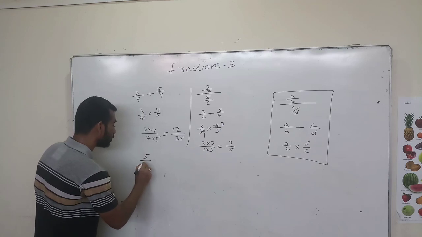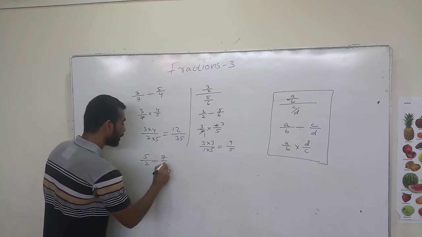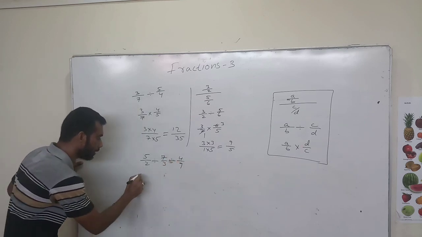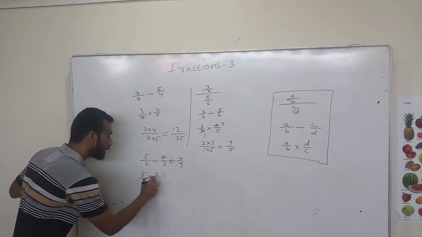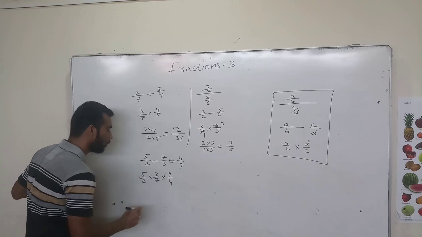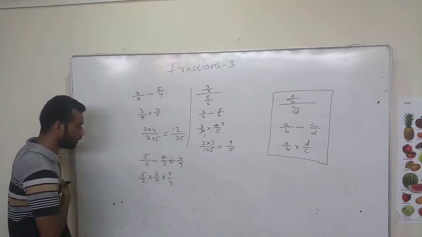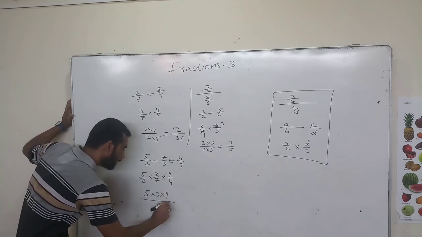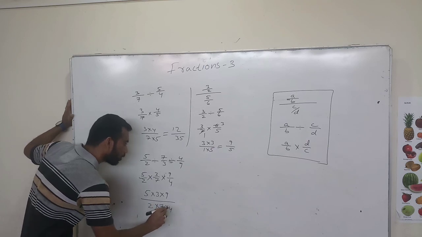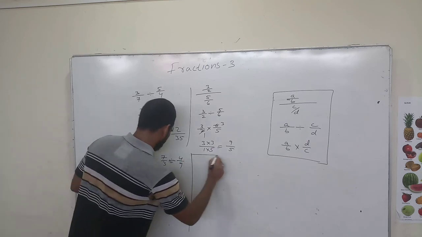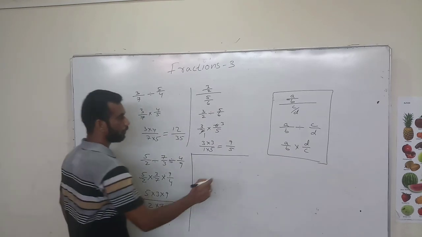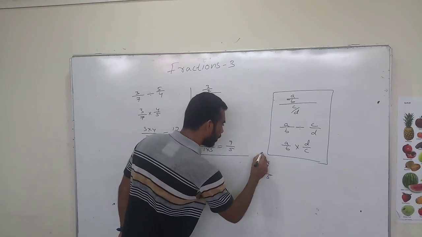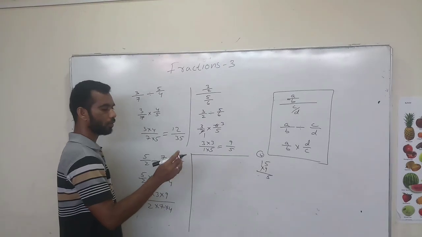Next we will see 5 by 2 divided by 7 by 3 divided by 4 by 9. How can we convert it? 5 by 2 into 3 by 7 into 9 by 4. Now can we cancel anything in this one? It is not possible. So 5 into 3 into 9 by 2 into 7 into 4. 5 3s are 15, 15 into 9. 5 9s are 45, 5 4s are 20.